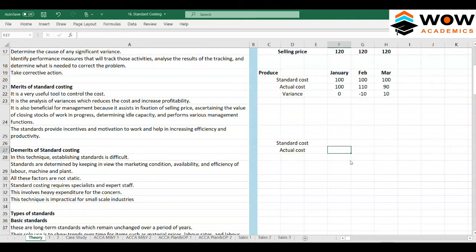So the difference is around some 100. The actual cost is 110 and standard cost is 100. So it's not much useful to just get a variance like this. You can't get a variance of 10. So that is not much useful here.